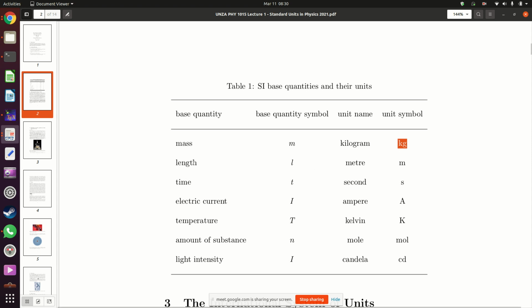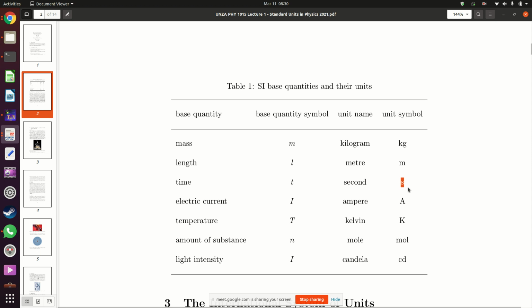Then there is length. The symbol is little l. The unit name for length is the meter, and the symbol for the meter is m. Then there's time. The symbol is small t. The unit name for time is second, so time is measured in seconds, and the symbol is s.